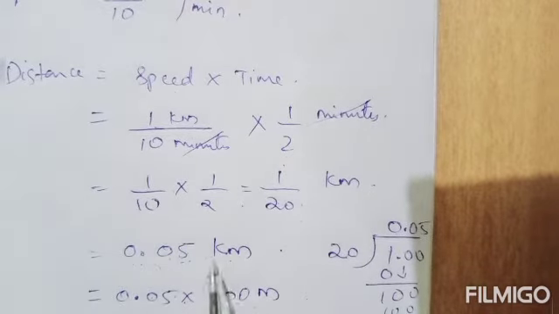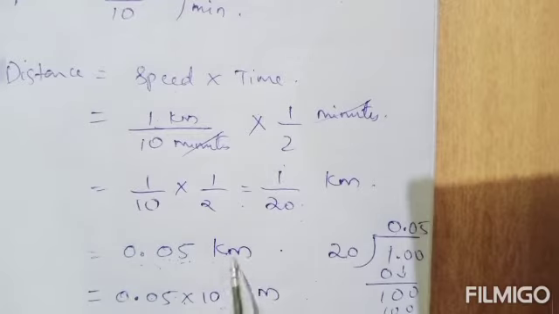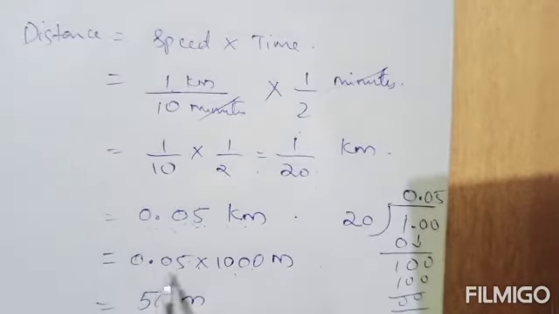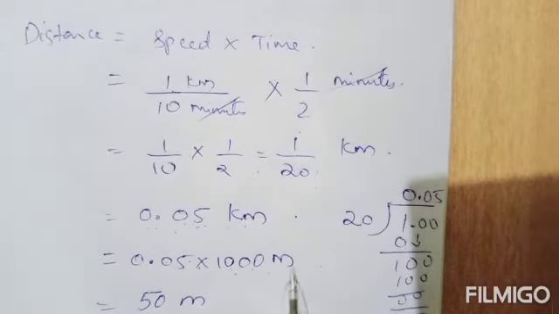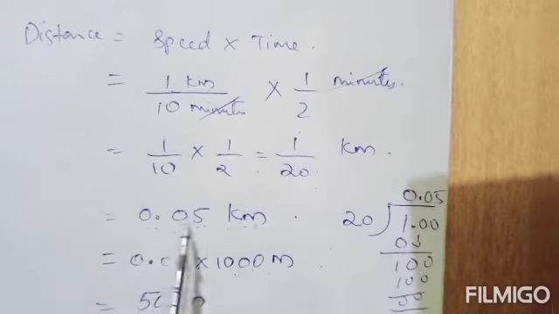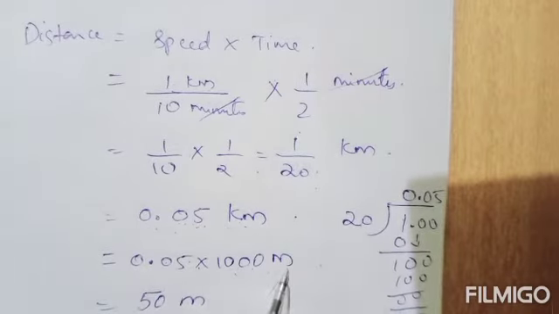Okay, now we can convert this kilometer to meter. So what to do? In order to convert kilometer to meter, just multiply by 1000. So 0.05 you can multiply by 1000. Okay, you will get the unit meter. So 0.05 kilometer is 0.05 into 1000 meter.